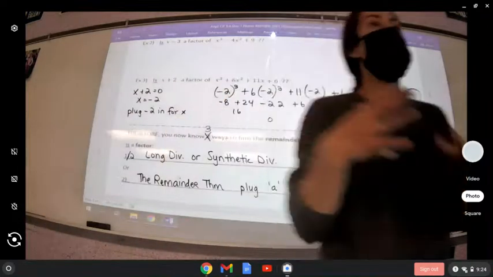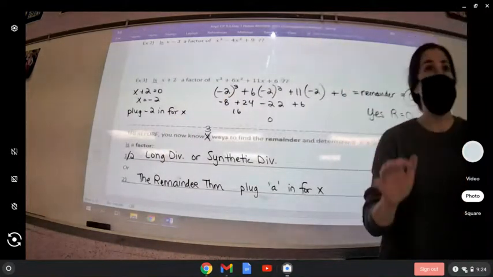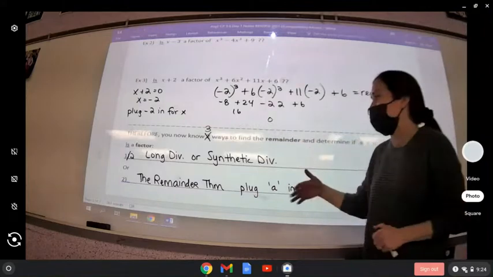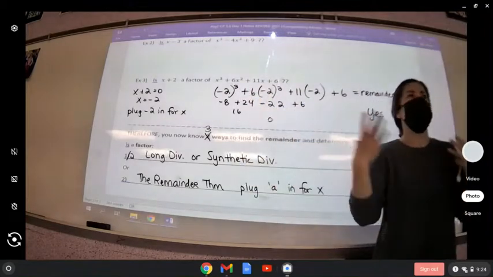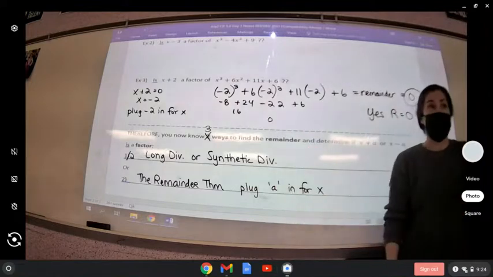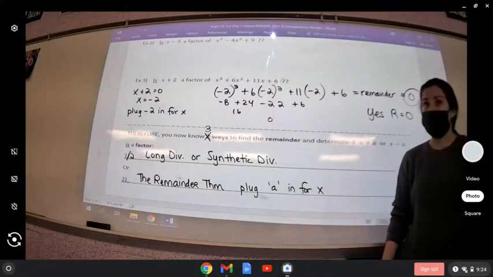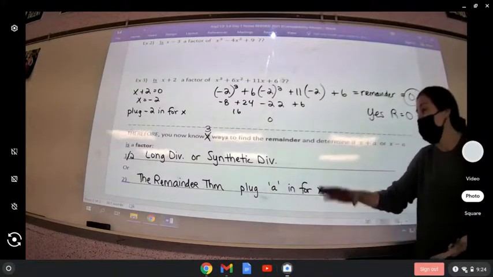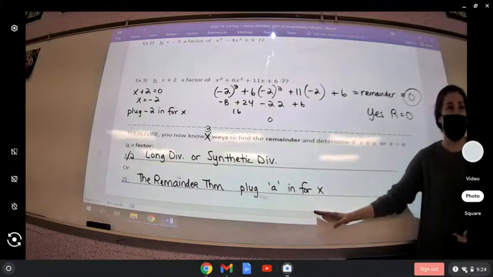Okay, so tonight's homework, guys, it's really, really easy. It's going to ask you if something is a factor, or it's going to ask you straight out, what is the remainder? You have 3 options. You could long divide, get the answer. You could synthetic divide, get the answer. Or you could just plug it in, use the remainder theorem.